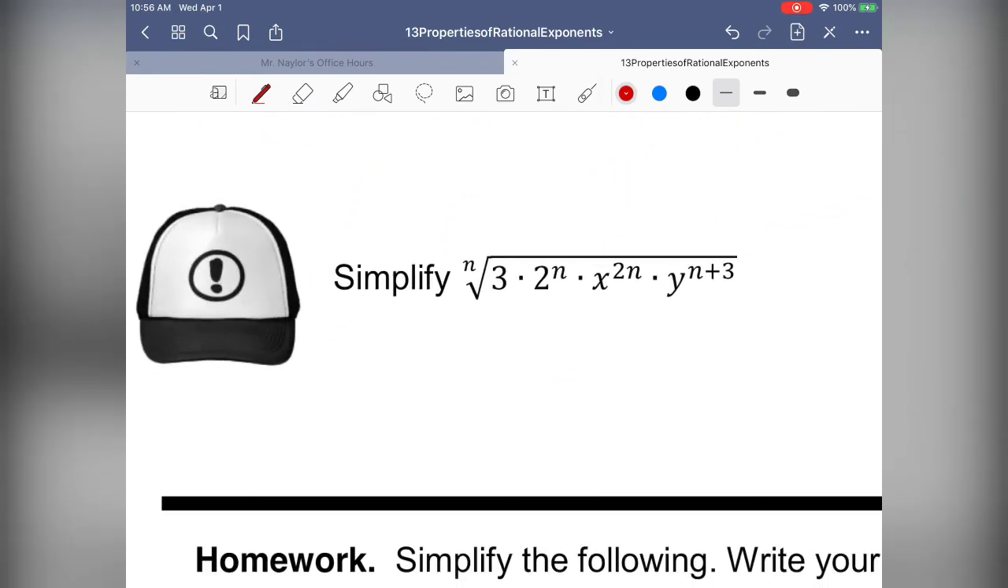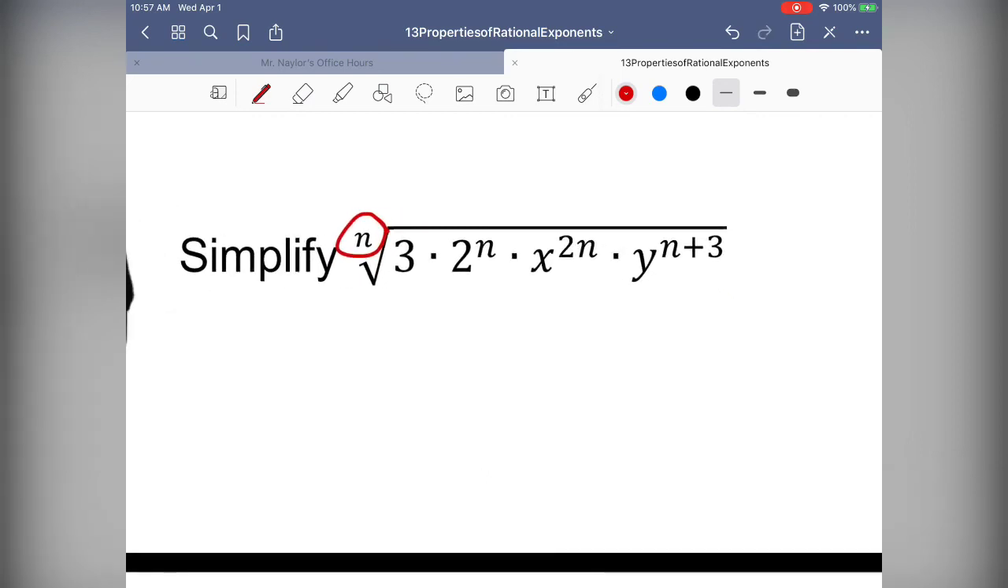Now, this last problem here, we got our crazy hat. It is a tough problem. I'm going to be honest. I'm going to show it to you. It is more of a bonus problem. I don't want it to frustrate you, but I do want to show you that you can do a problem that involves a lot of variables. Even if it's the root, that's the variable.